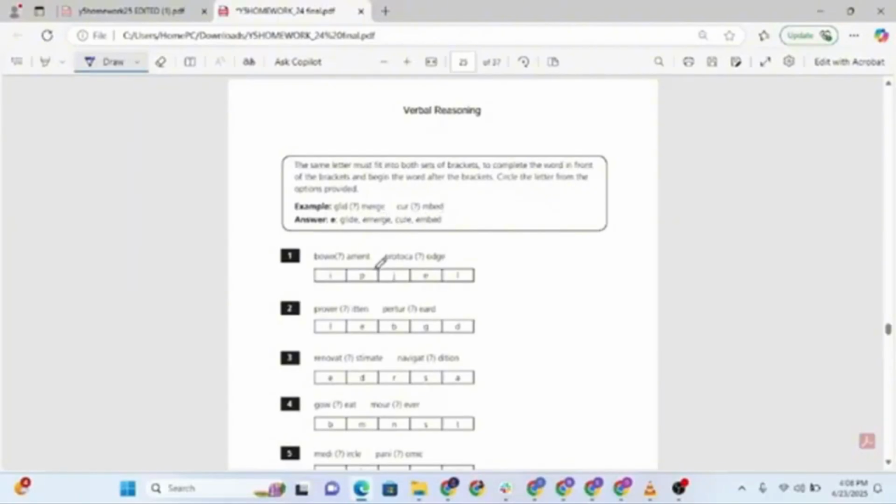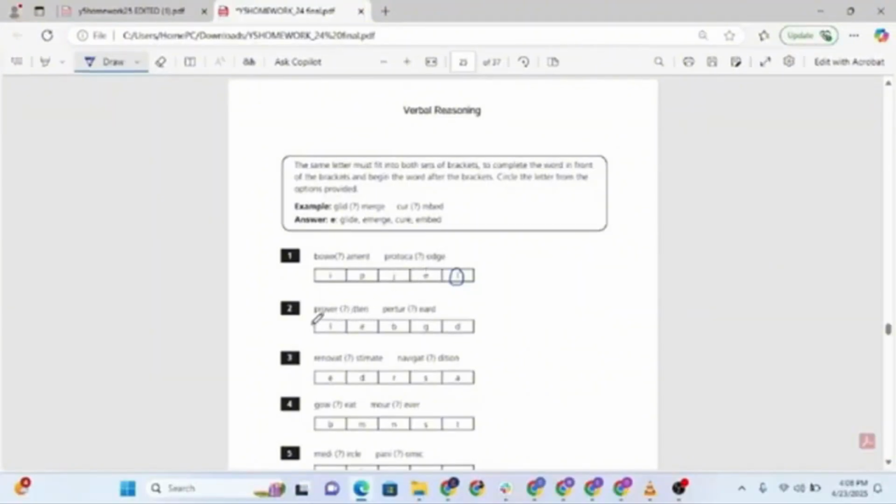Question 1. The correct answer is the letter L. This is because the word bow with the letter L becomes the word bowel. The word L with ament becomes the word lament. The word protoco with the letter L becomes the word protocol. The word L with odge becomes the word lodge. Therefore, the correct answer is the letter L.